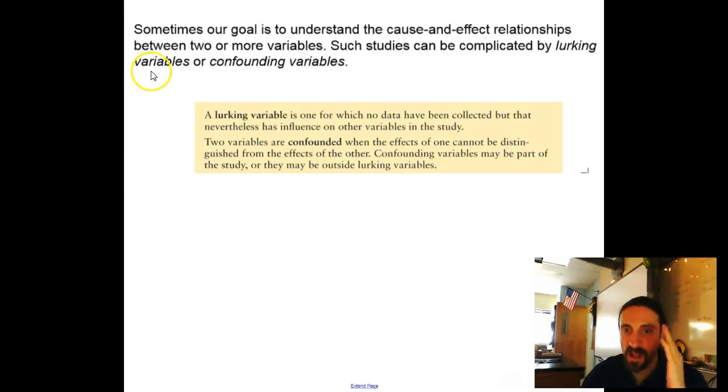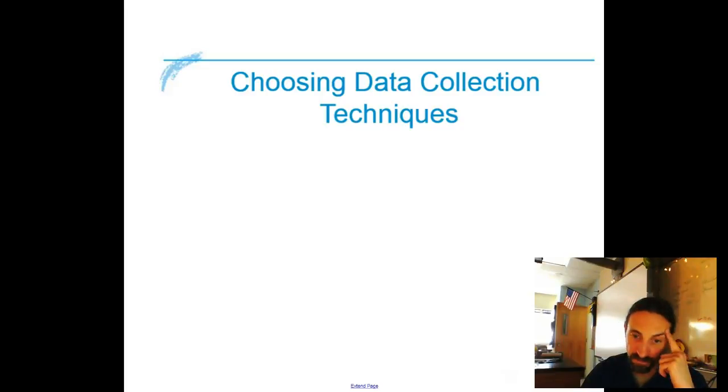I just have a few more slides here. And so, again, I already mentioned lurking variables and confounding variables. You might want to pause here and get these definitions into your notes. So again, lurking is a variable that there's nothing collected on but has influence. Two variables are confounded when they can't distinguish the effects of one or the other. And we'll practice these and you'll see really how they play out.